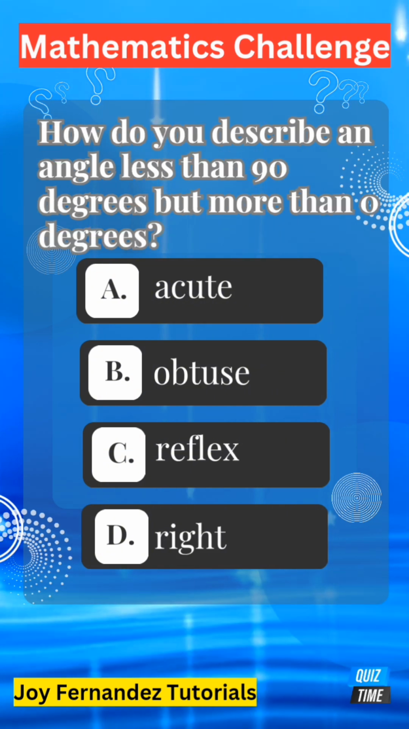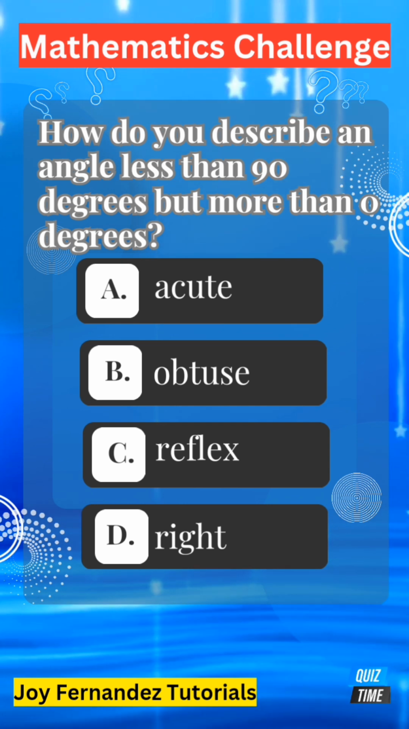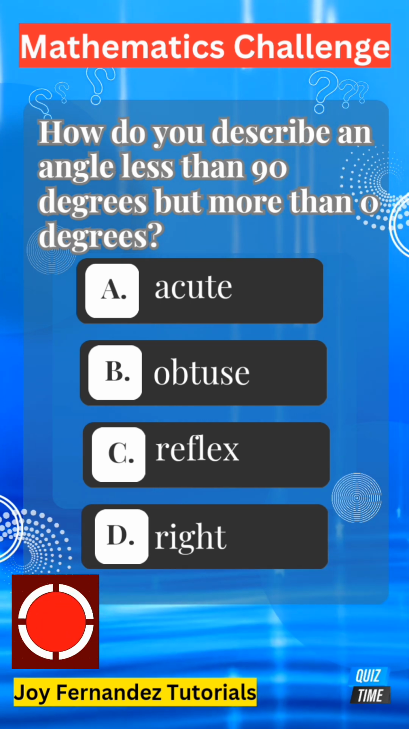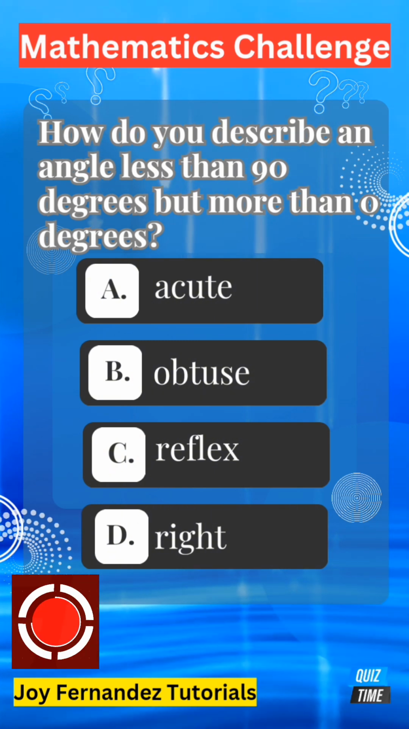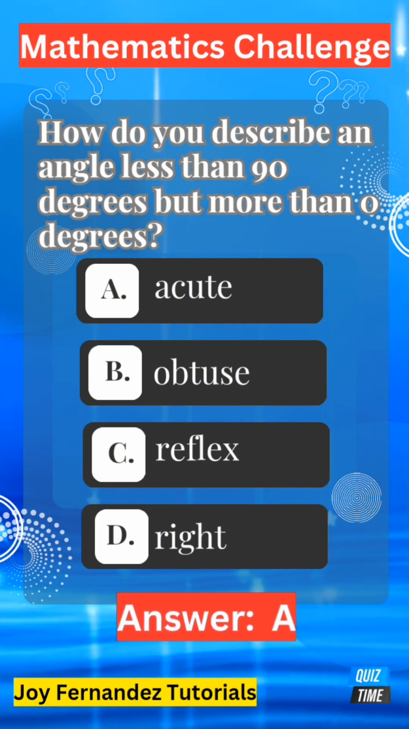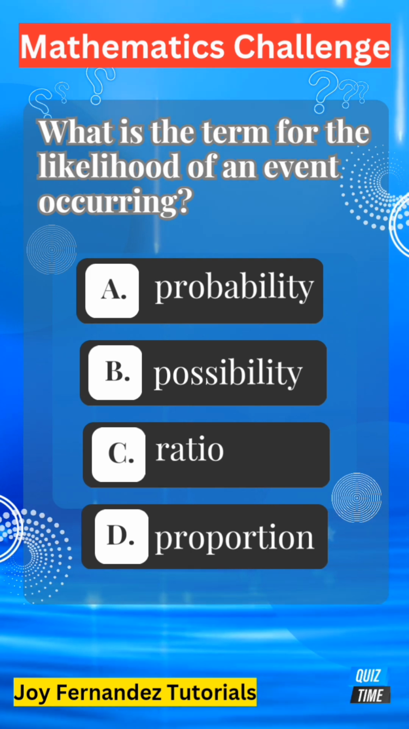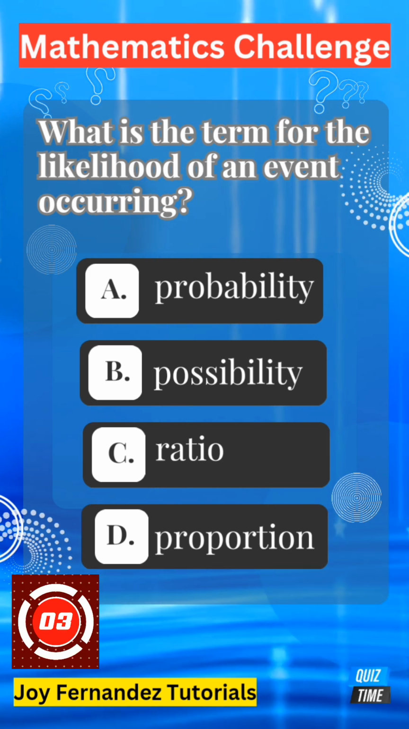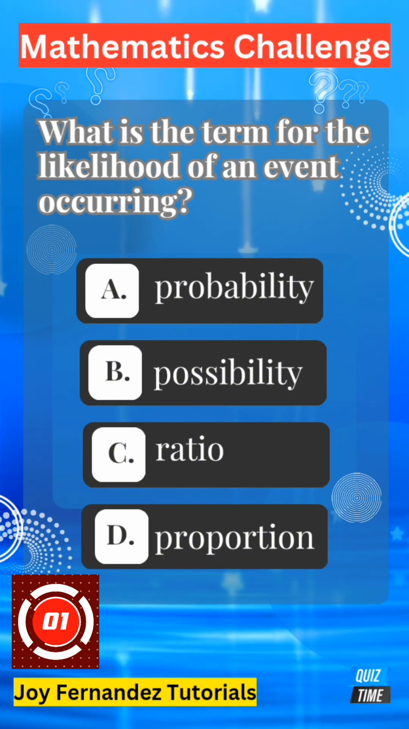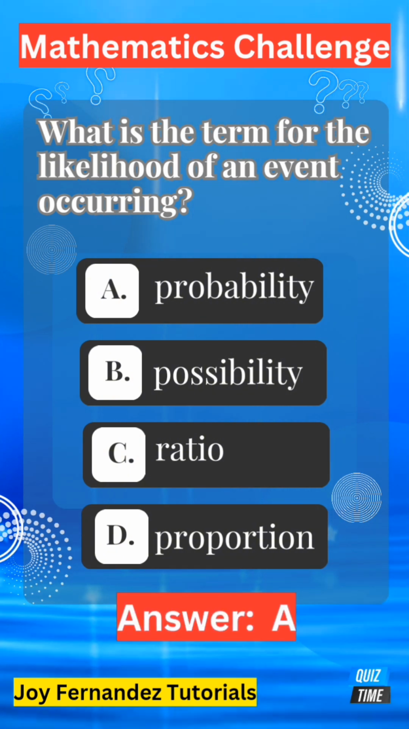How do you describe an angle less than 90 degrees but more than 0 degrees? The answer is A. Acute. What is the term for the likelihood of an event occurring? The answer is A. Probability.